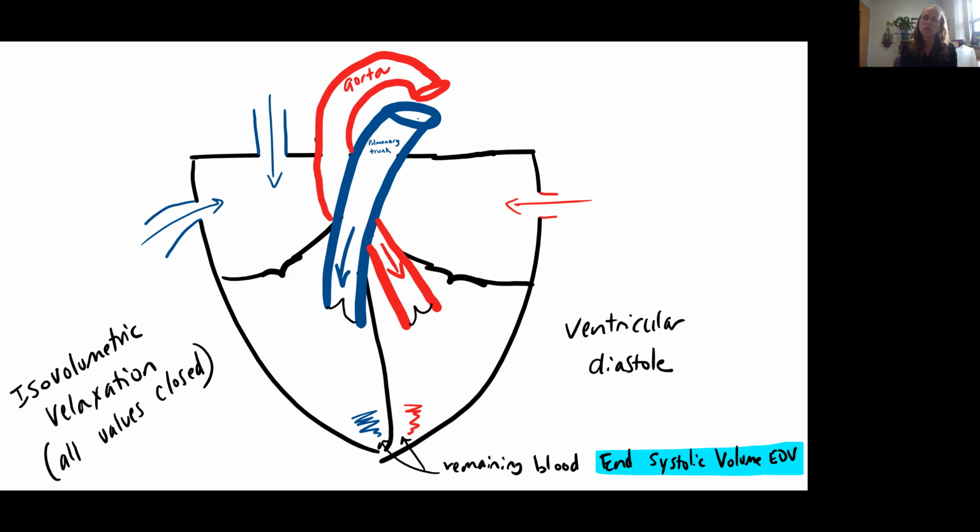Even though the ventricle is relaxed, it's not contracting, there is still pressure inside the ventricle. And so those right and left AV valves, or tricuspid and bicuspid valves, are still shut at this point. So now we don't have any blood flowing into the ventricles or out of the ventricles, and our ventricles are relaxed. And so this is called isovolumetric relaxation. All of the valves are closed.